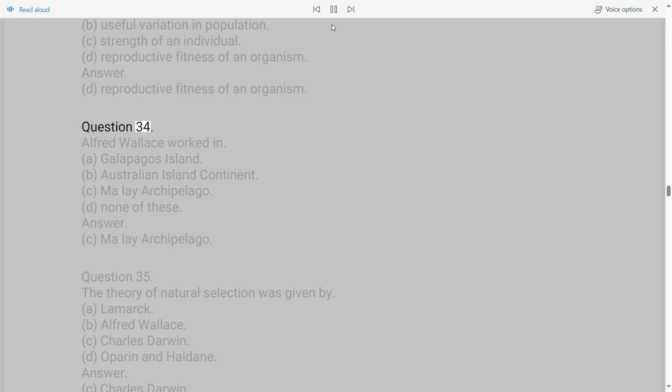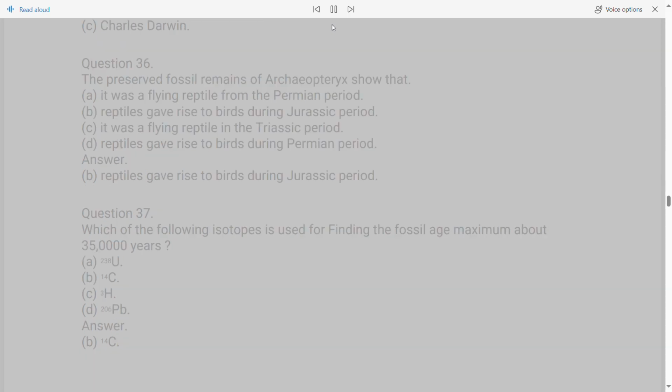Question 34. Alfred Wallace worked in A. Galapagos Island. B. Australian island continent. C. Malay archipelago. D. None of these. Answer. C. Malay archipelago. Question 35. The theory of natural selection was given by A. Lamarck. B. Alfred Wallace. C. Charles Darwin. D. Oparin and Haldane. Answer. C. Charles Darwin.